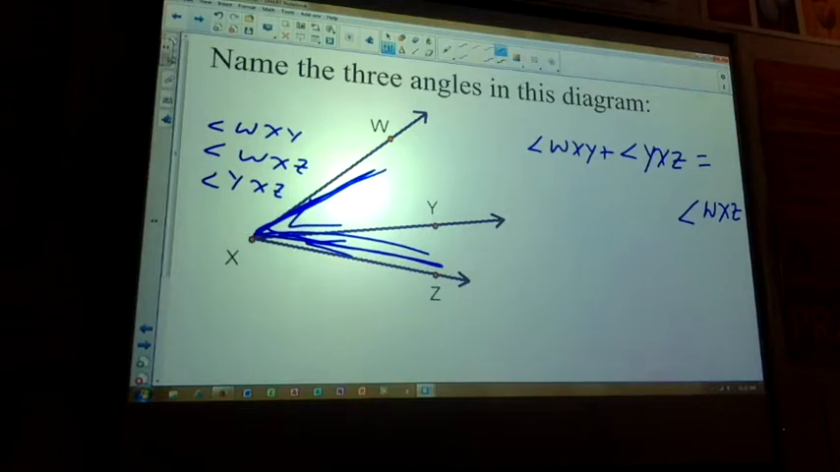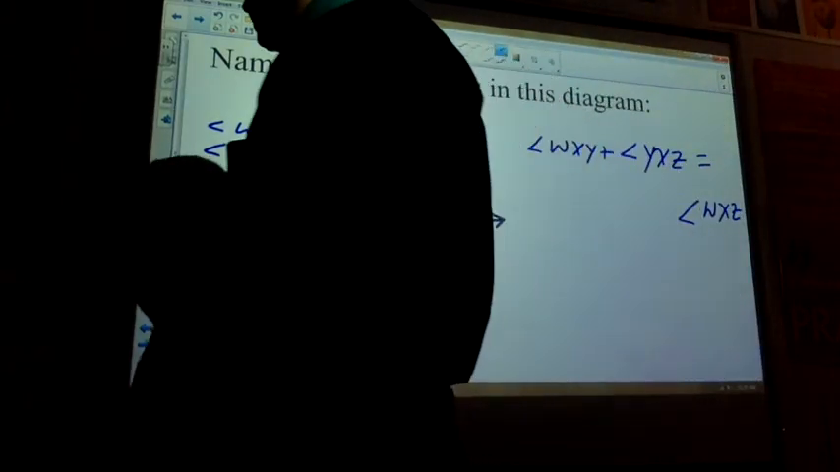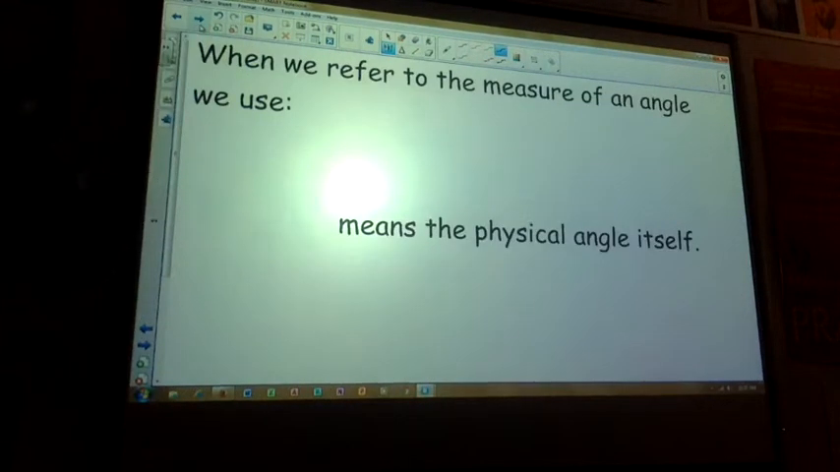Name the three angles in the diagram. Can I just say angle X? No, because it's being shared, correct? So is one of the angles WXY? What's another one? YXZ. What's the third one? WXZ, the whole big thing. So you have three angles.